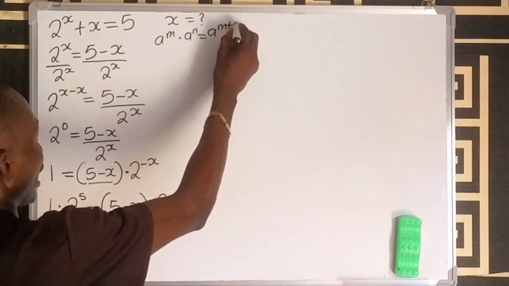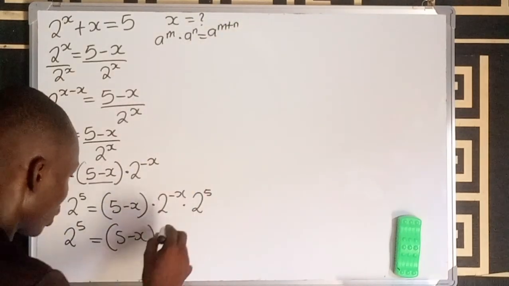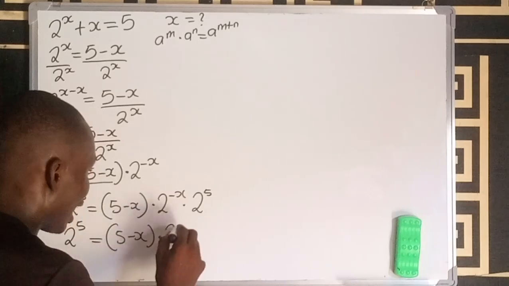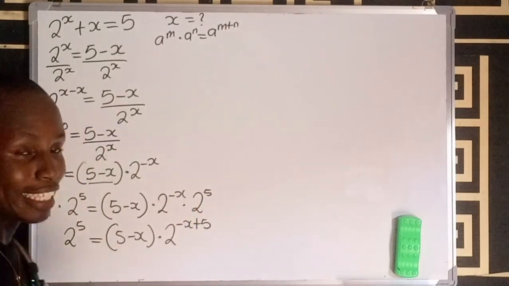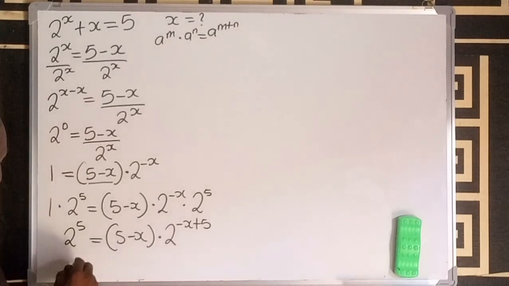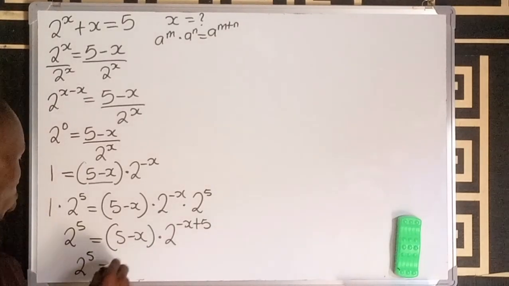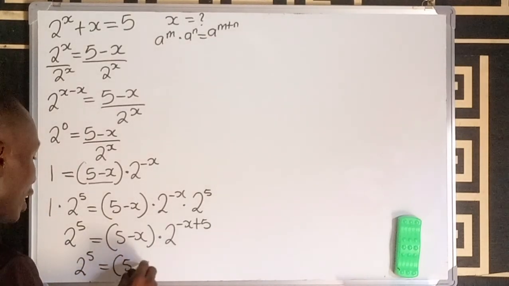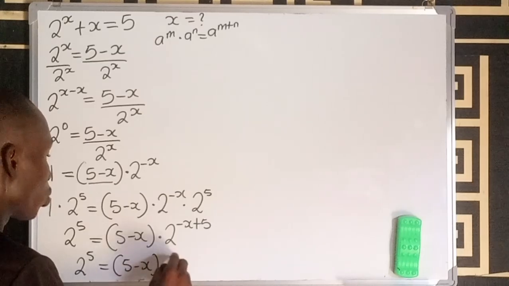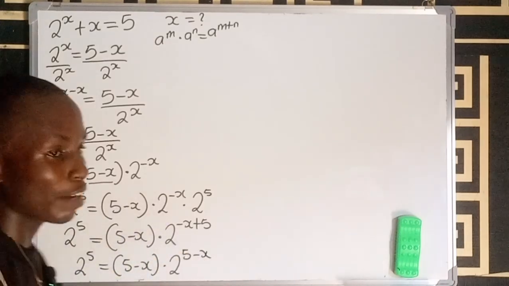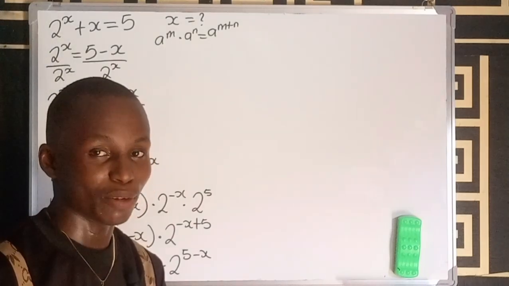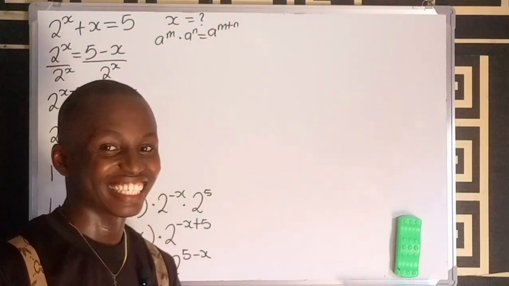And add the exponents, right? That's what you are going to do here. So take a single base, which is 2, and add the exponents: minus x plus 5. Because we are adding the exponents, it means that 2 to the power of 5 is equal to 2 to the power of 5 minus x multiplied by 2 to the power of x. Because minus x plus 5 is the same as 5 minus x.